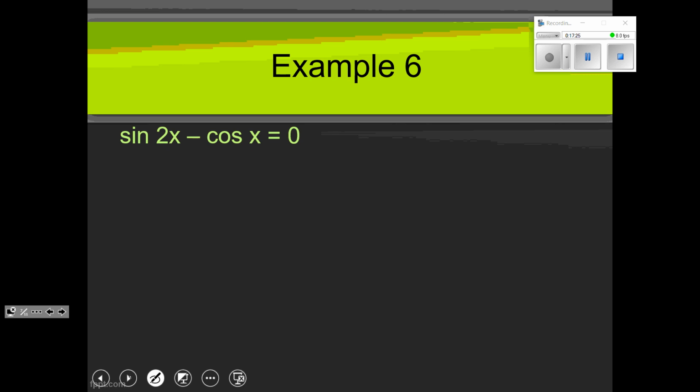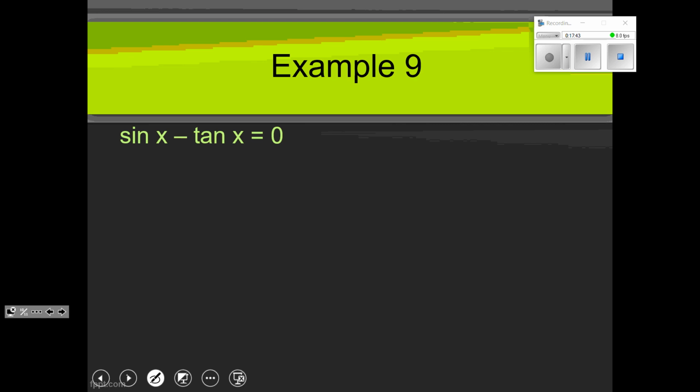All right. I'm not going to do example 6. We're going to skip some of these. And I'm not going to worry about example 7 or 8. I am going to look at example 9. Okay, so let's look at this one.